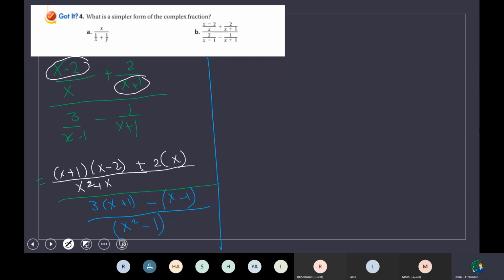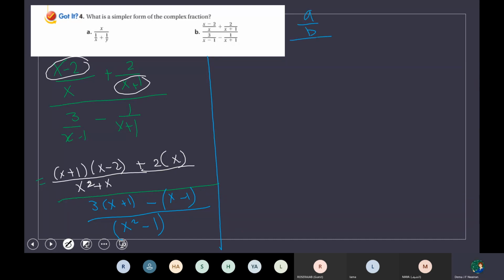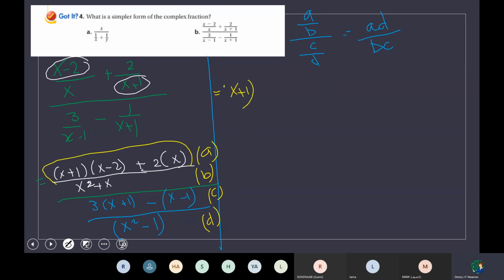Then, after that, we said before that if you have A over B over C over D, after retyping and rearranging them, you will find that it is A, D over B, C. So here is A. Yes, teacher, you mean like A over B divided by C over D, then we will make the multiples and the reciprocal. Yes. So, A times D, where is A? It is X plus 1 times X minus 2 plus 2X. This is A times D.